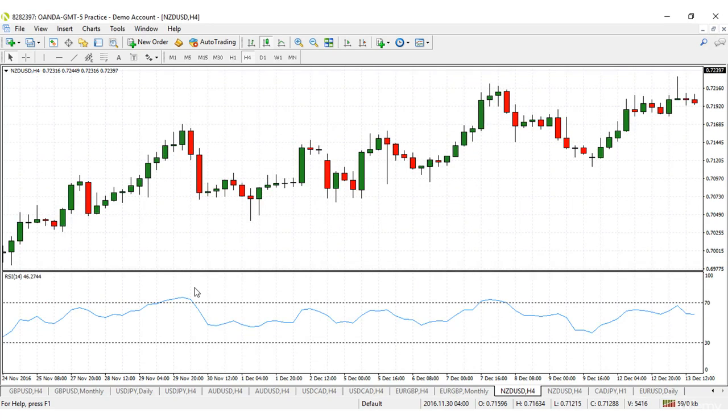So here we have the RSI and I'm going to draw my vertical lines to check each high. The first one is here, then we have another one here. Going on, another high is on this green candle and the last one is here on this candle.